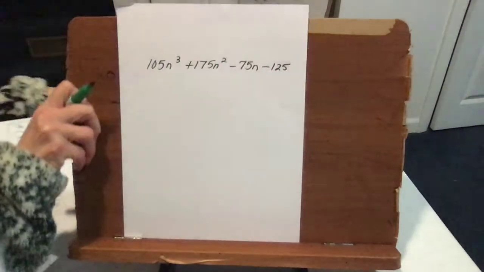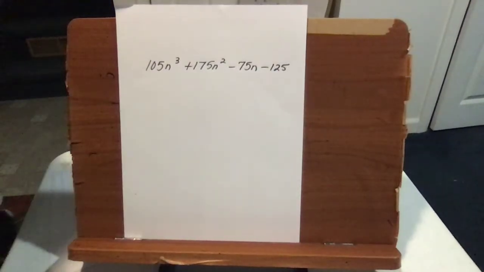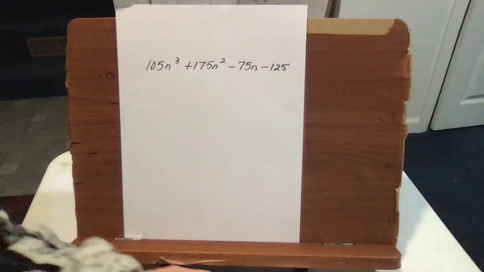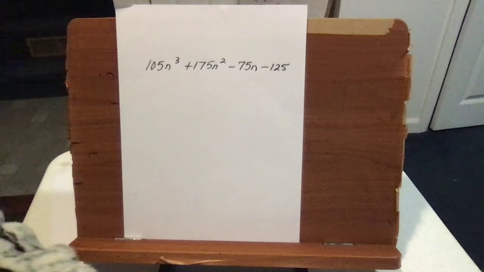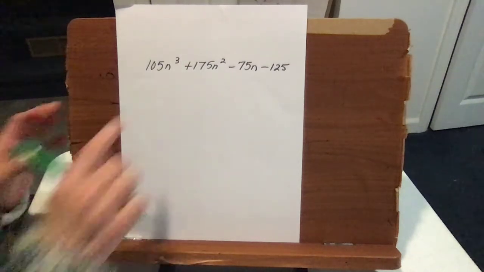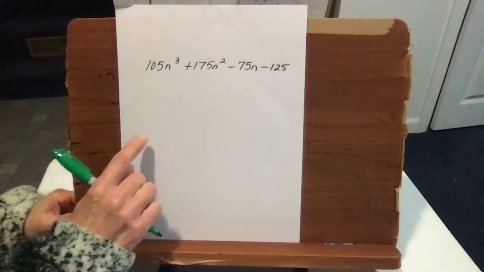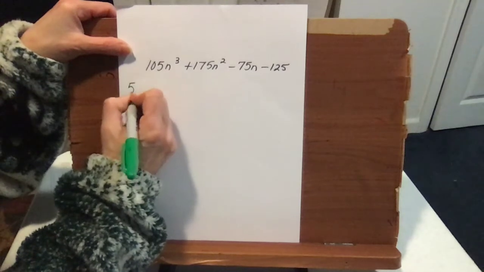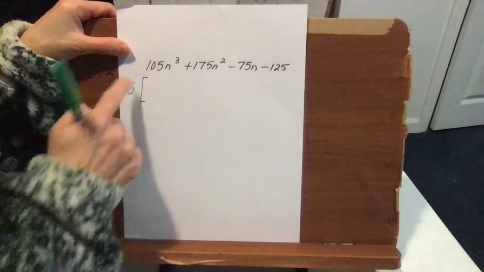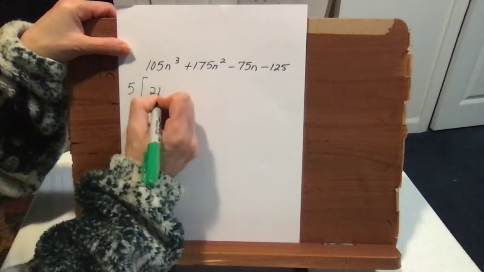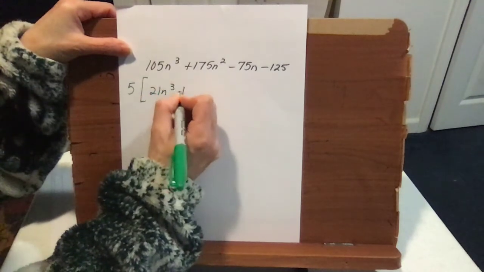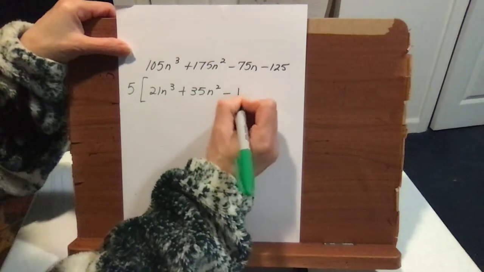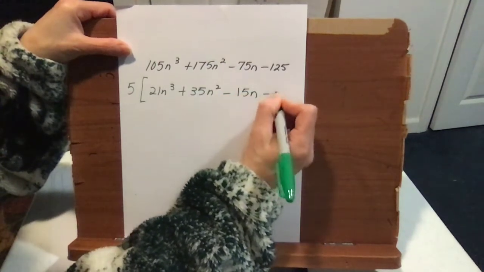And one more problem. 105n cubed plus 175n squared minus 75n minus 125. Okay, so looking for the greatest common factor. 5 would definitely work. 25 would have worked, but for 105 it won't. So I'm going to take out 5, open up square brackets. 5 divides into 105, 21n cubed, plus 35n squared, minus 15n, minus 25.